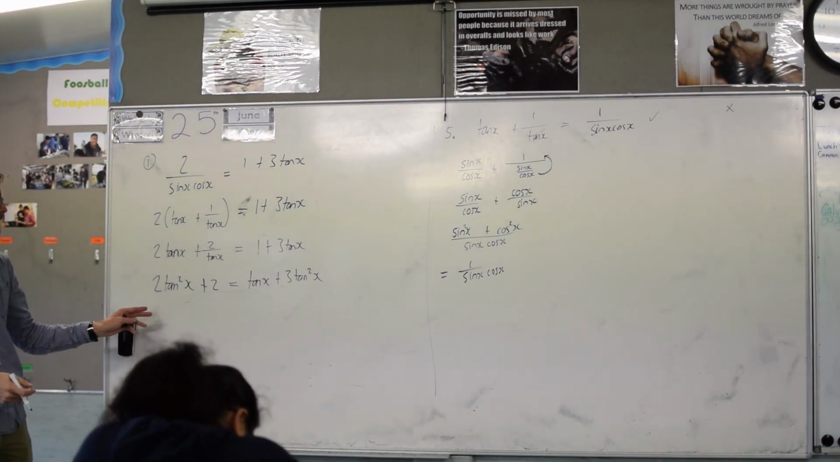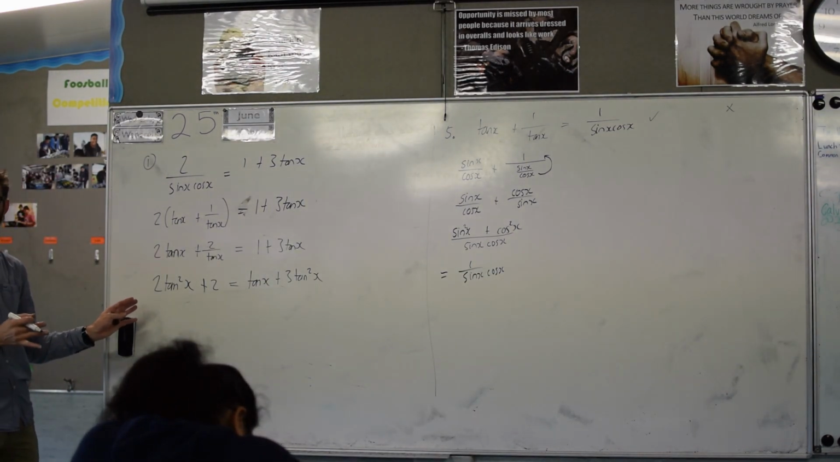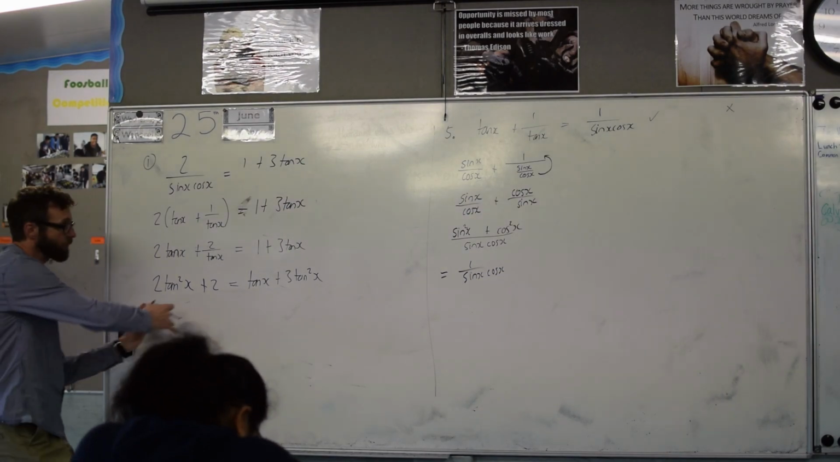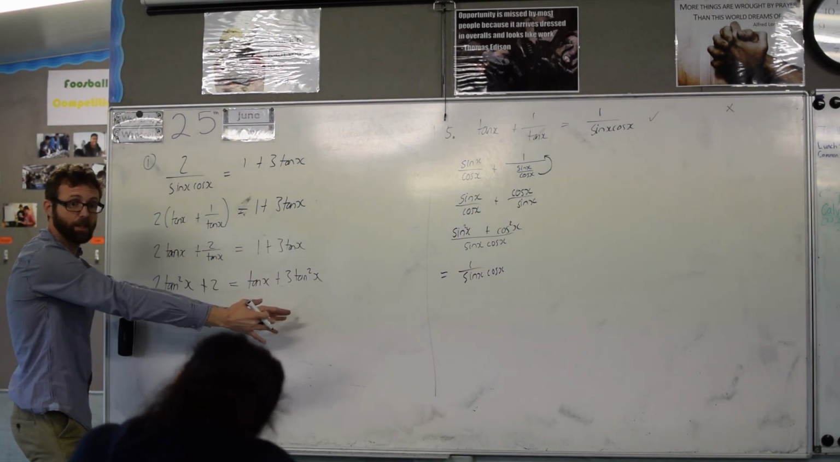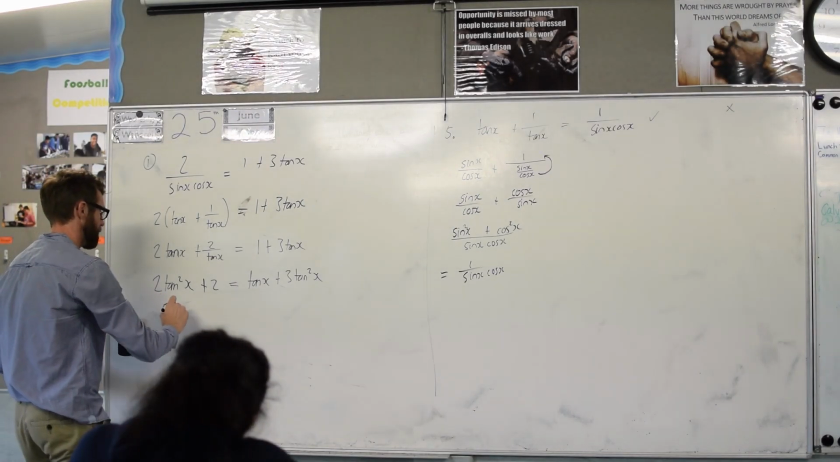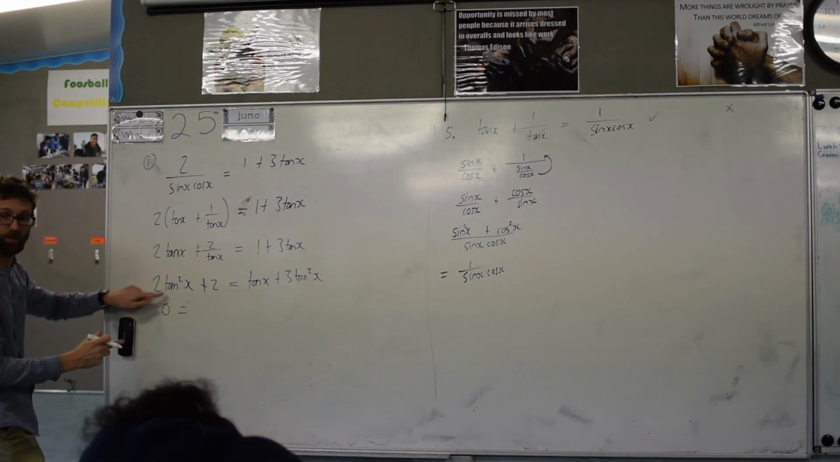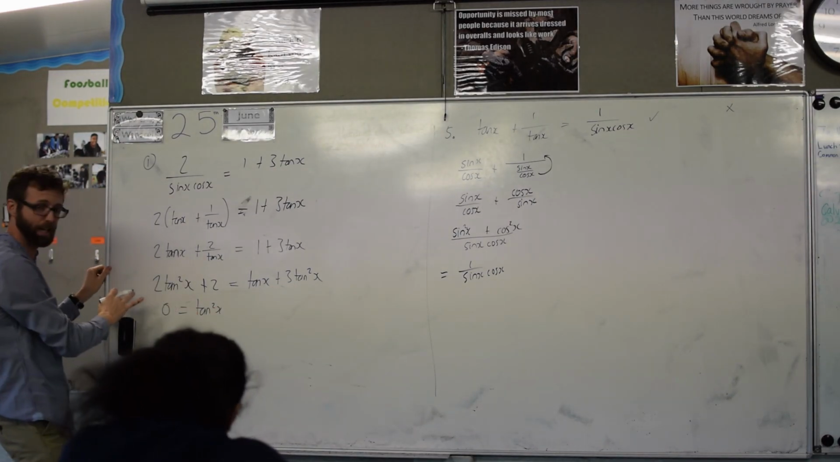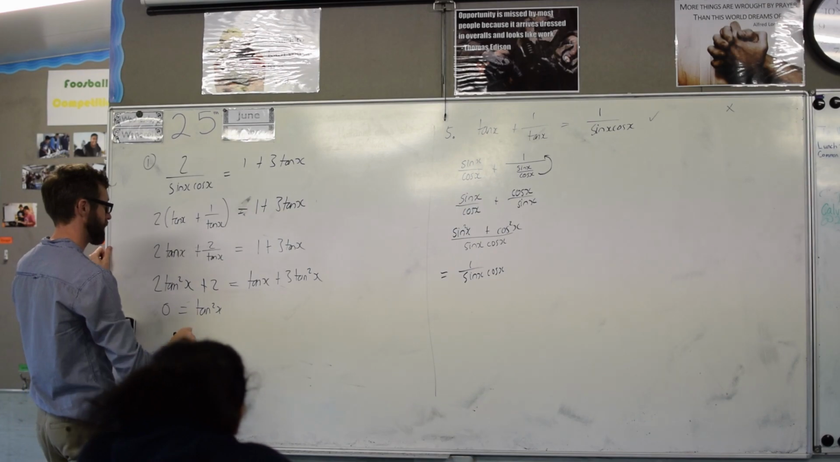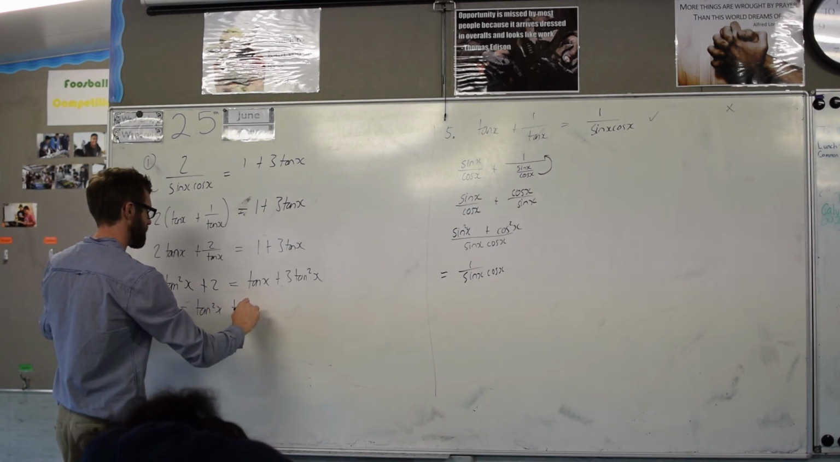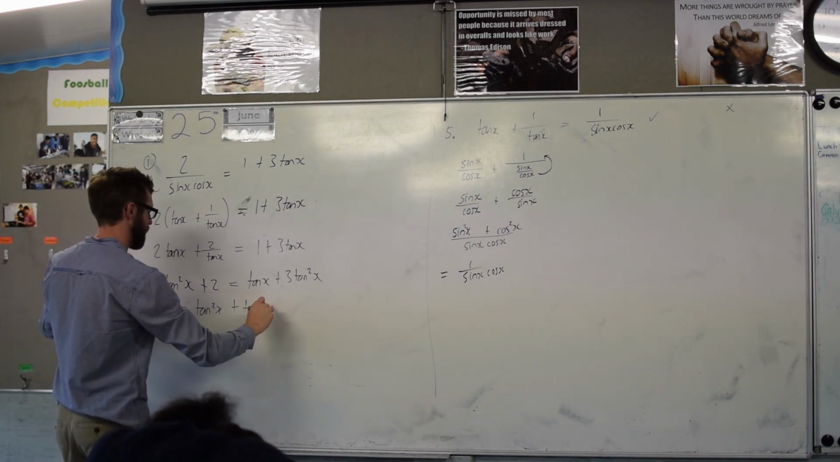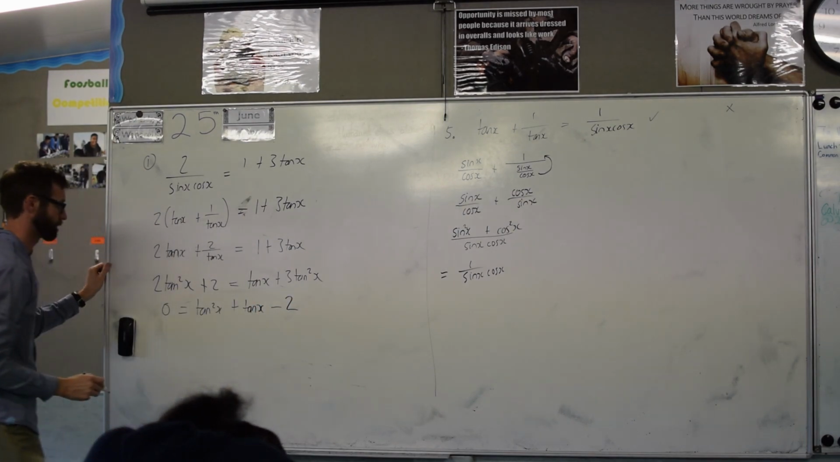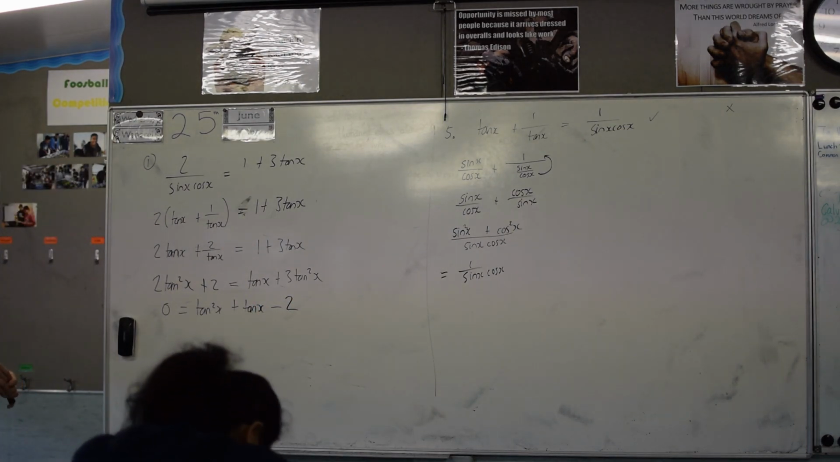And now what do you notice? This is like a quadratic. So we bring everything over to the right hand side. So we'll have 0 equals tan squared x, because 3 tan squared x take away 2 tan squared x is tan squared x, plus tan x minus 2. Is that okay so far? Okay. Hopefully we haven't made mistakes. I think we're all good.